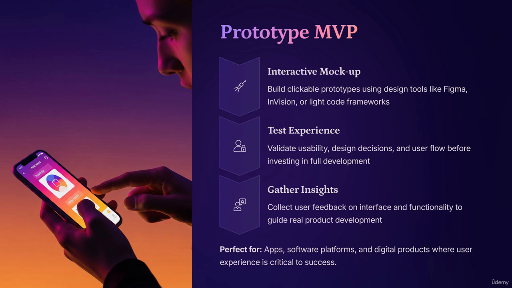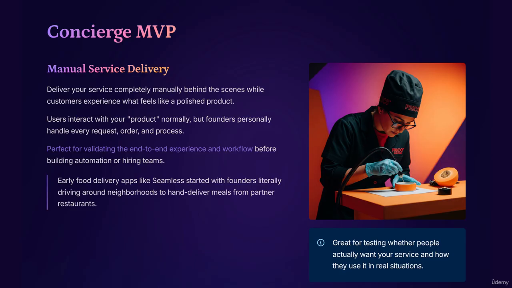They answer the question, can people use this the way we expect them to? The Concierge MVP tests whether people actually want your service by manually delivering it yourself. In this model, the founders perform the service manually behind the scenes. Customers interact with what feels like a polished product, but in reality, everything is powered by human effort. You, the founder, are the backend.